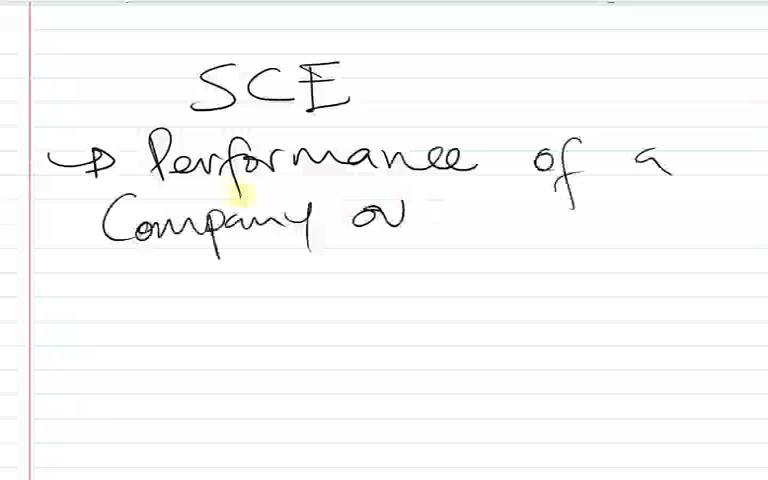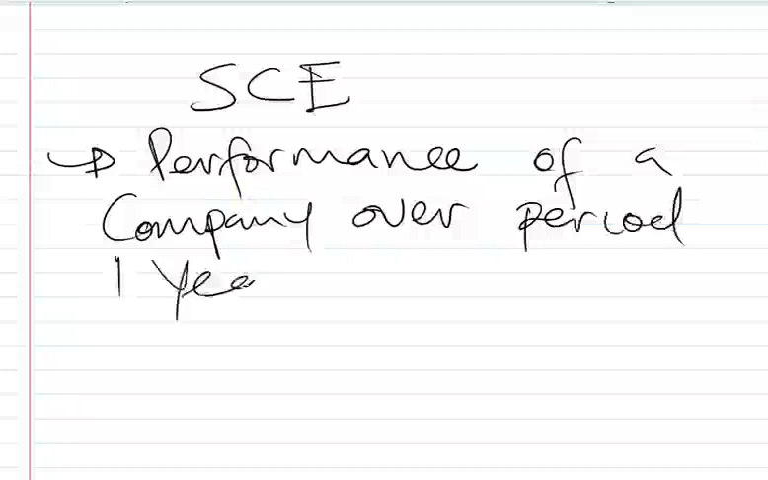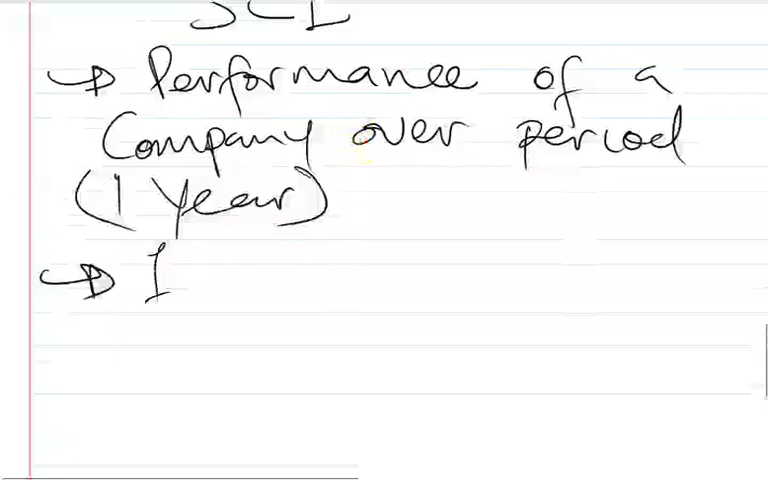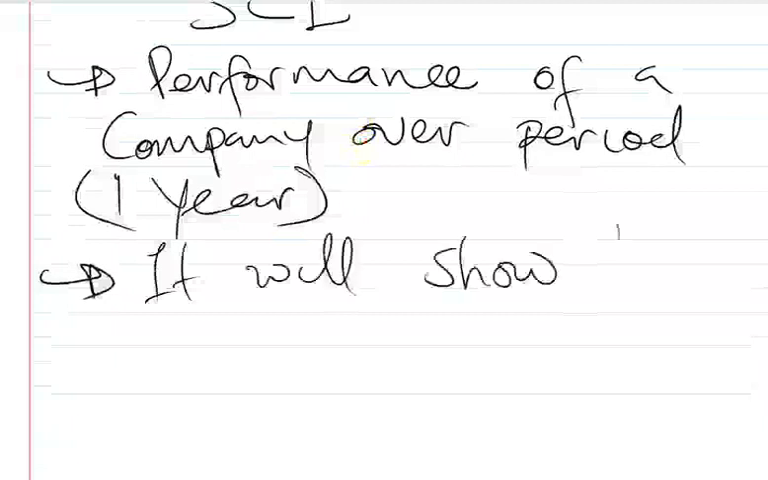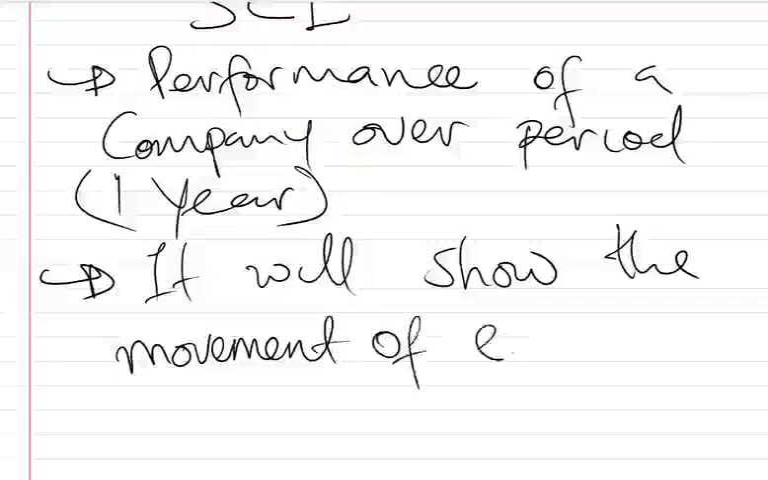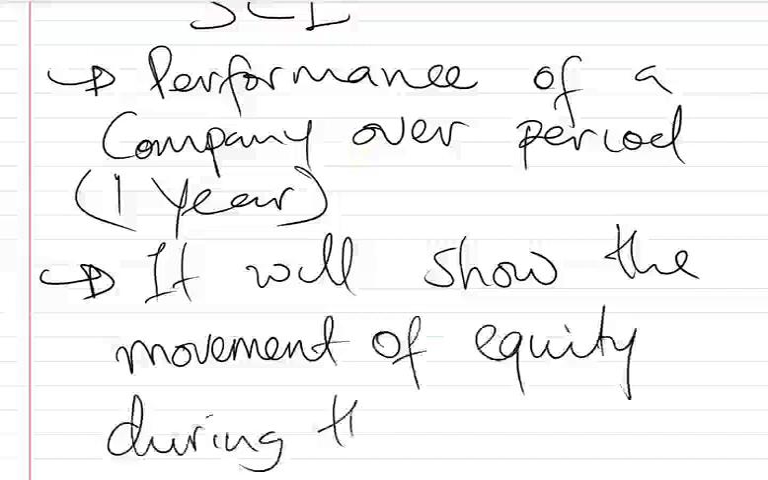Over a period, let's say 1 year, that's the accounting period. The other thing is it will show the movement of equity during the period.